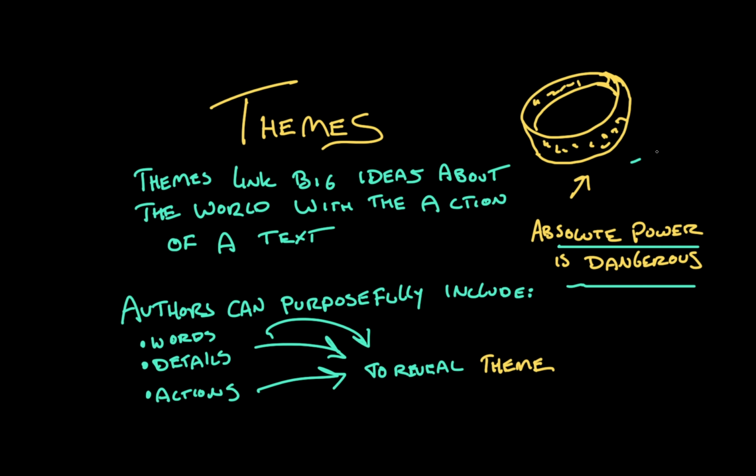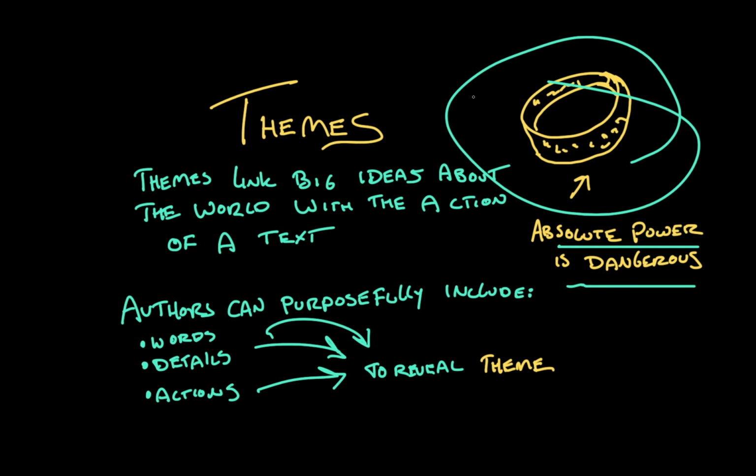It's how the plot is shaped around this object, and how a group of people come together to identify this ring as a dangerous magical artifact that needs to be destroyed for the good of the world. It's not just dialogue, it's also descriptions by the author and actions taken by the characters.